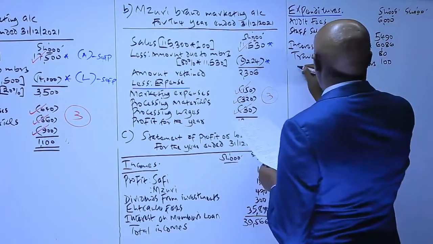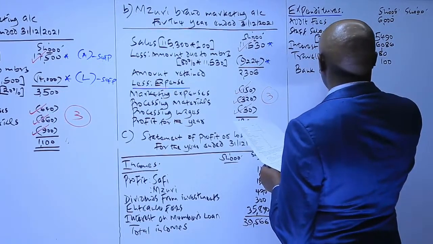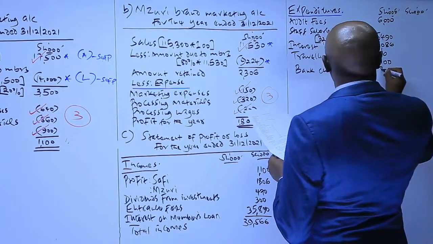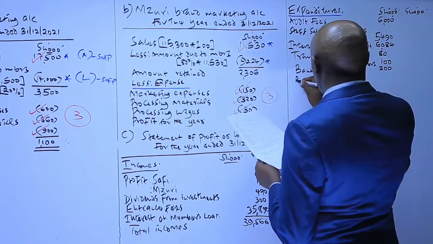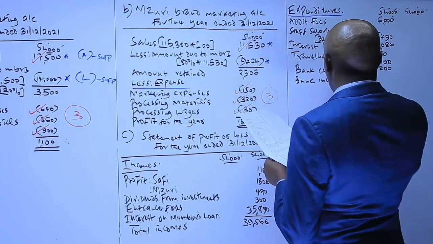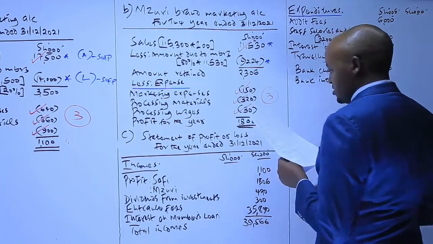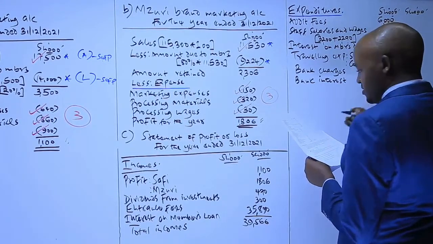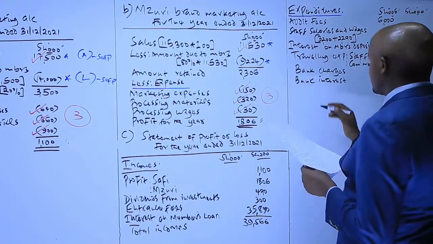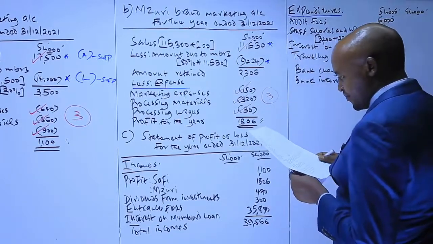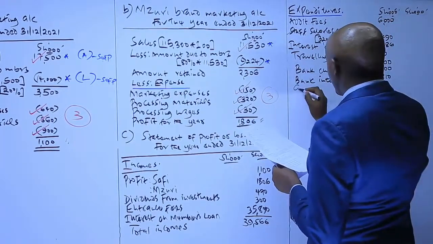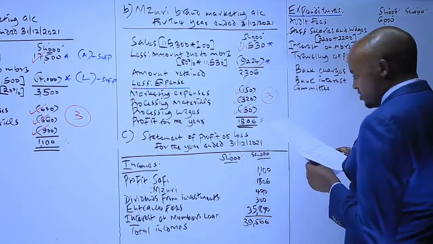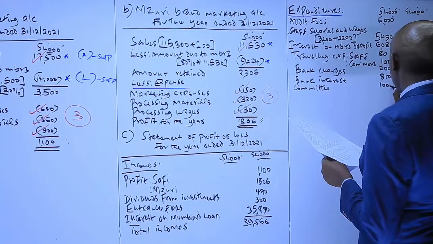And then we have bank charges, an amount of 200. We have bank interest, which is a figure of 890. Then below that we have salaries and wages. We have already dealt with that here. And then we have committee education, that is the other expenditure. Committee education, which is an amount of 1,000.